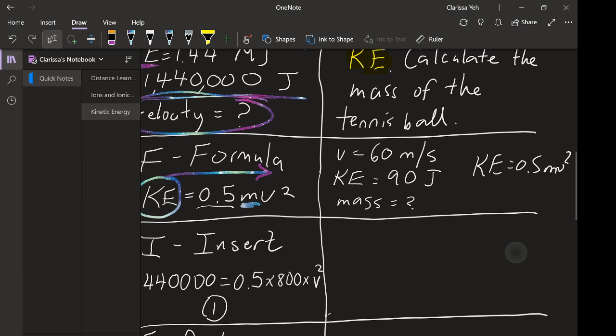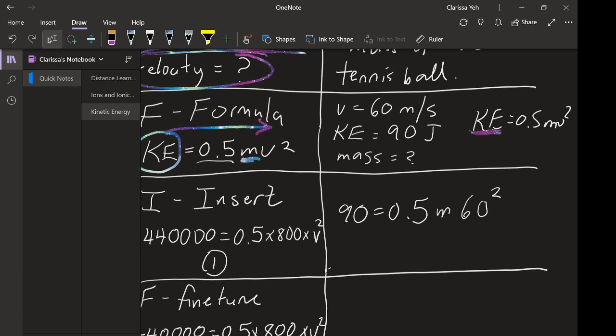Right, now substituting in from left to right. KE, I look at my list, I see it's 90. 90 equals 0.5. I look at my list for m and I see a question mark, so I'm going to leave it at that, 0.5 m. And then I look at my list for v and I see 60, so that's 60 squared. One thing you do have to note is that the squared only belongs to the v. It's not squaring the whole thing.